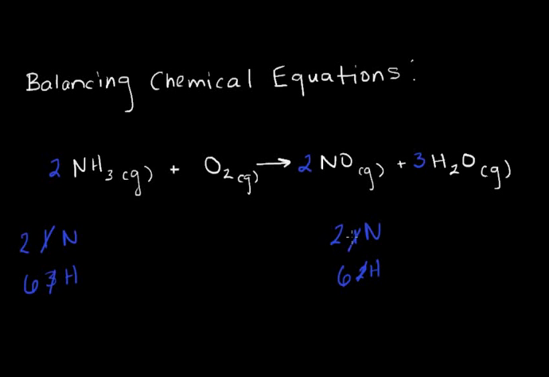Now things get a little bit tricky. Let's look at oxygen. So we've got 2 oxygens to begin with on the reactant side. On the product side, because of these new coefficients of 2 and 3, we've got 2 oxygens here and 3 oxygens here, so we've got 5 oxygens total. And how are we going to reconcile this?